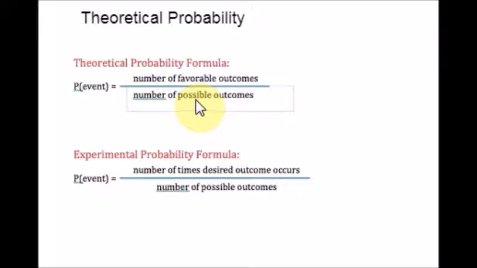Theoretical probability is a probability that is determined on the basis of reasoning. Experimental probability is a probability that is determined on the basis of the results of an experiment which is repeated many times. Do you understand the difference between these two? Okay. In this video, we are going to focus on theoretical probability.